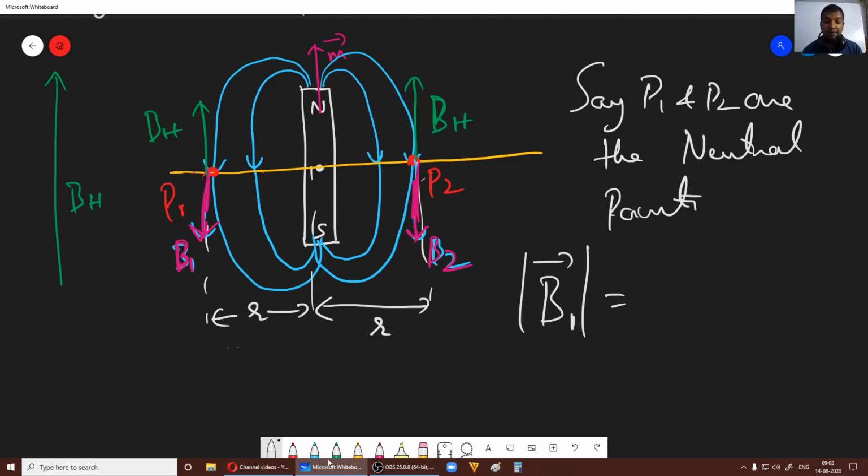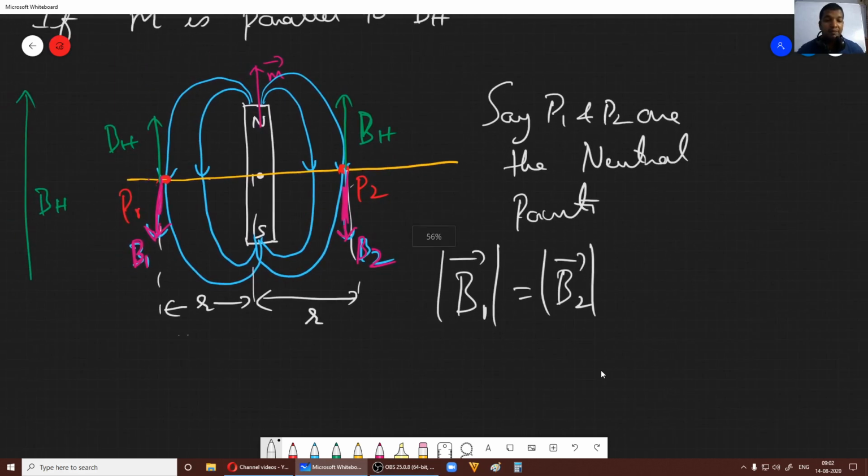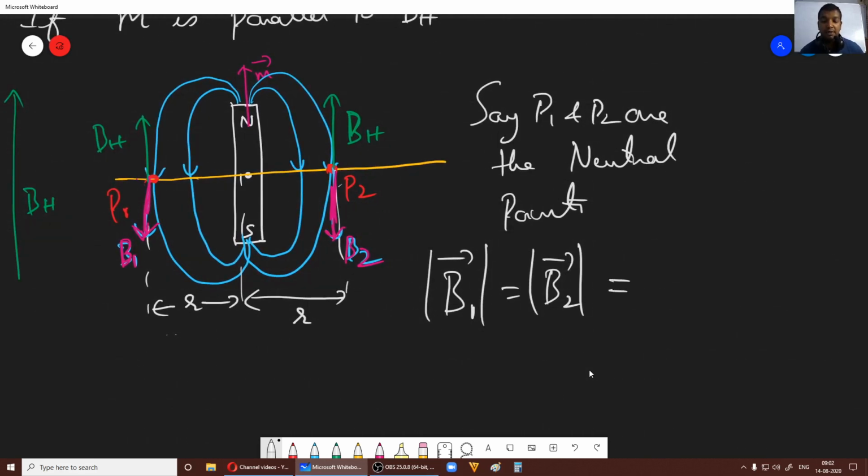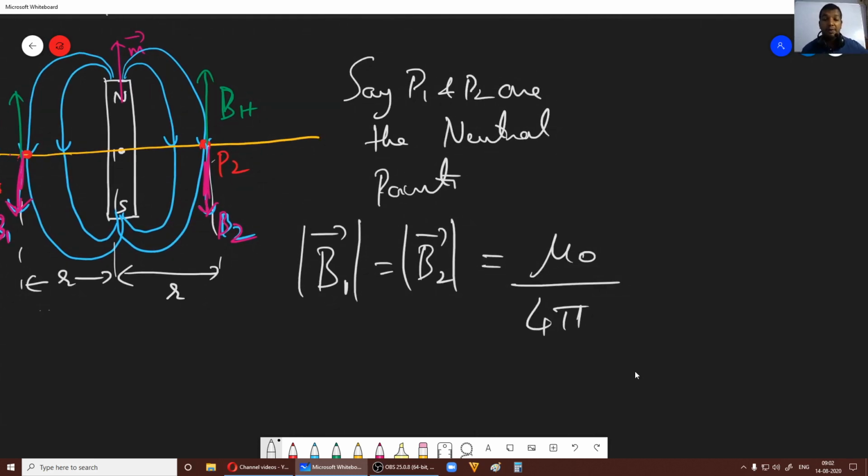Now the magnitude of magnetic field at P1, which I have taken as B1, will be the same as the magnitude of magnetic field at P2, which is B2. Its value you can write as mu naught divided by 4 pi. Since B1 and B2 are the magnetic field at the equatorial points, I have to write the formula for magnetic field at the equatorial points: mu naught divided by 4 pi times m divided by r square plus l square, whole to the power 3 by 2.